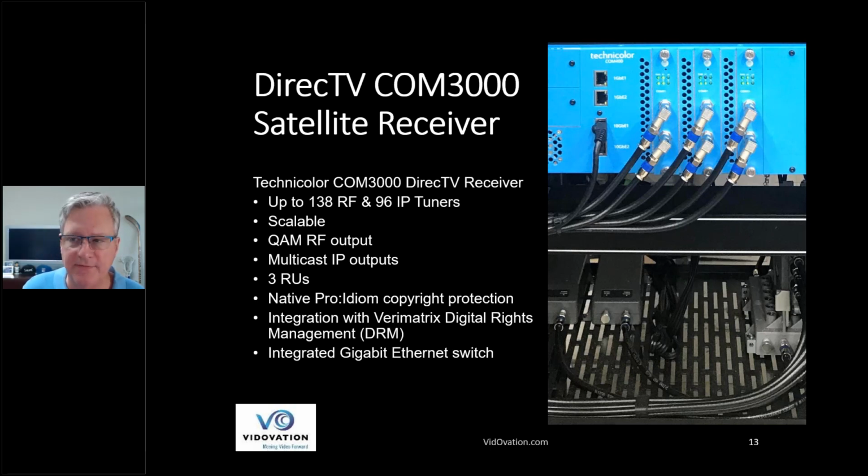So what are the benefits here? Instead of going back to baseband and then re-encoding, the COM 3000 takes the signal off the satellite dish, and it's already IP. We can output QAM RF, or we can output multicast IP.